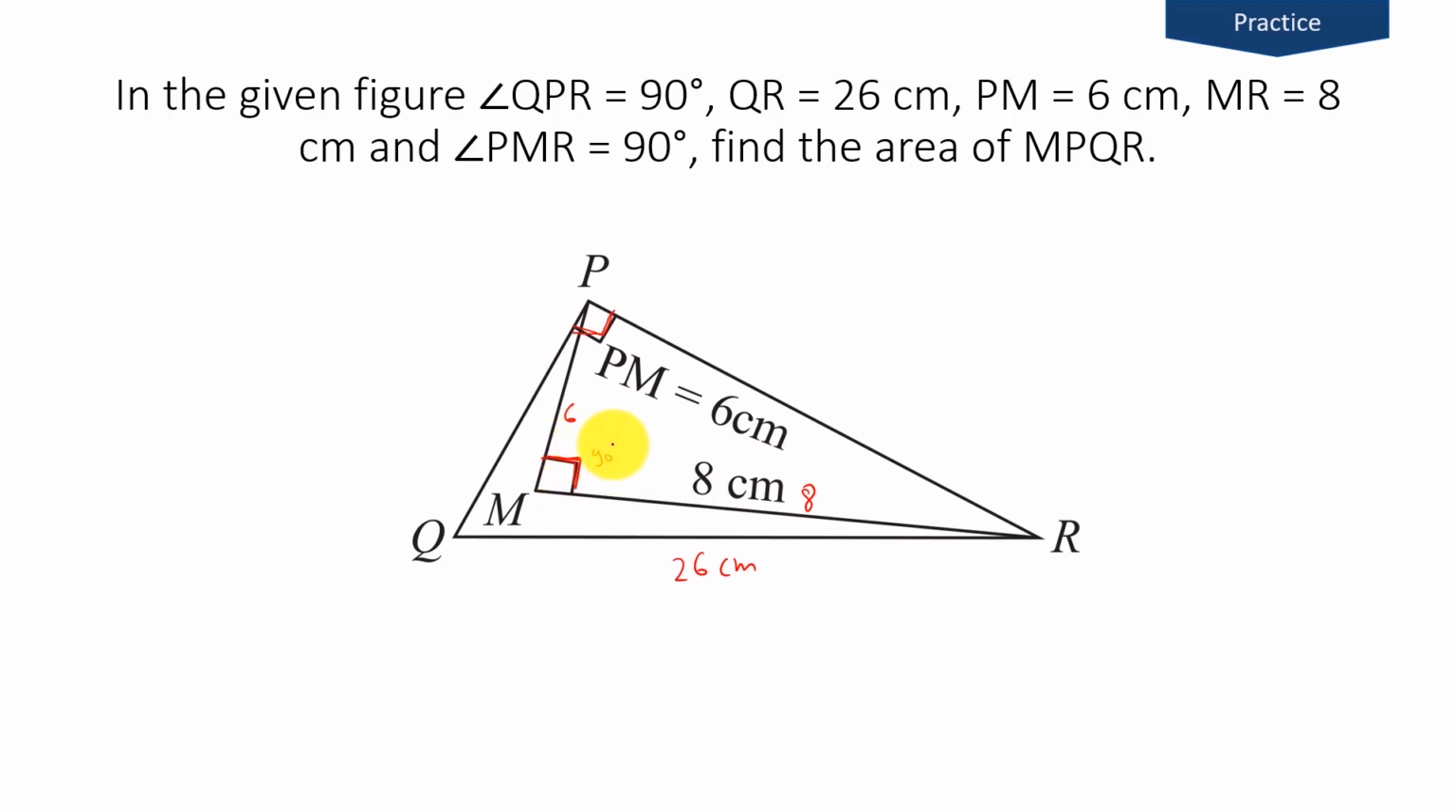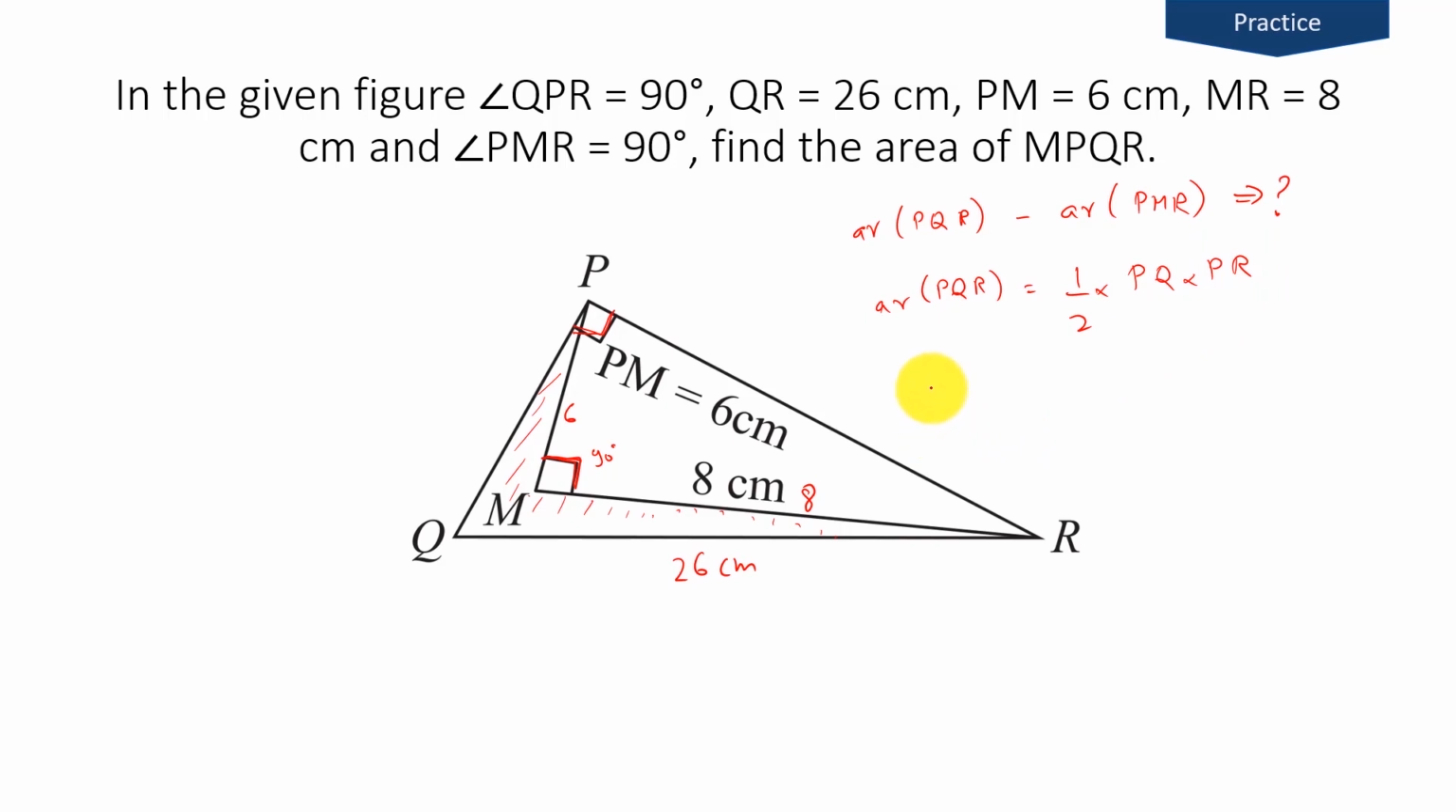We have to find the area of MPQR. That is this area. So to find this area, we have to first find the area of triangle PQR minus area of triangle PMR. This is what we want to get. This is the area MPQR. So area of triangle PQR is half base into height. Base is PQ, height is PR, PQ into PR.